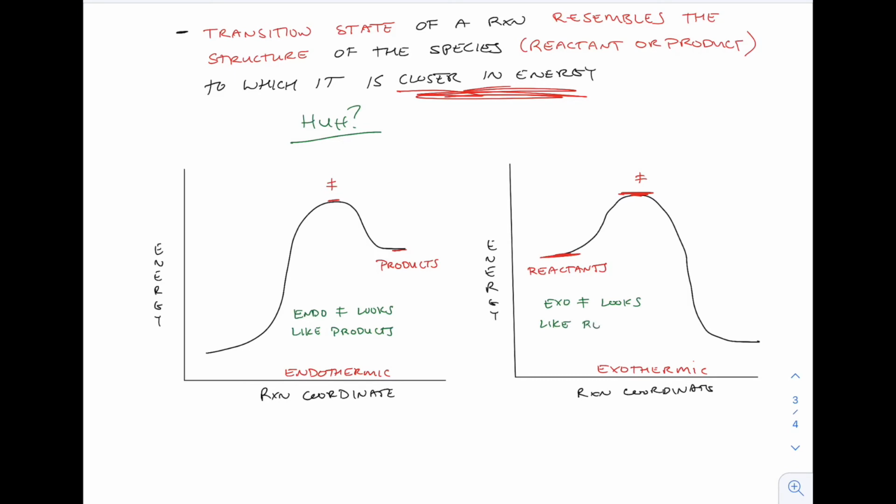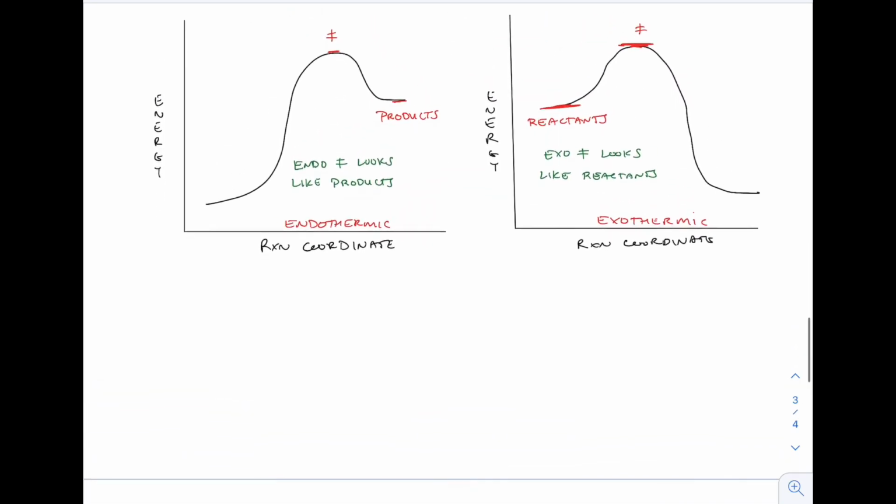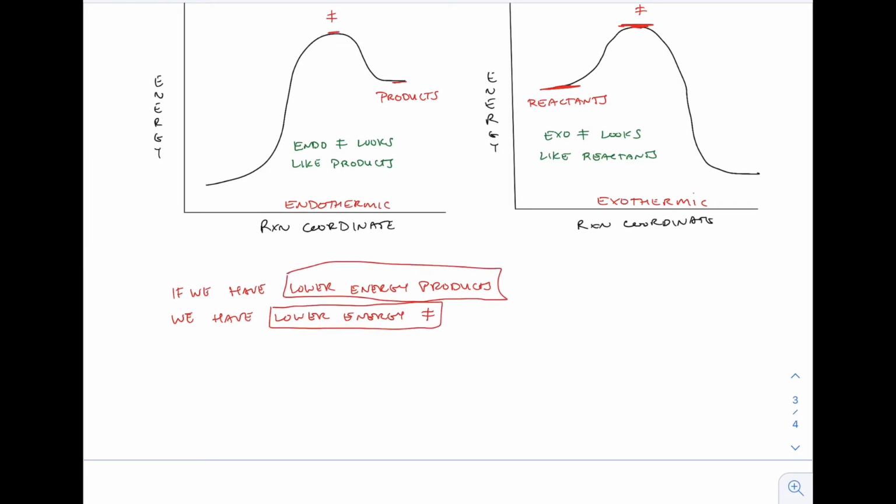Okay, so why is this important? Well, it helps us make that qualitative assessment of the transition states, and in turn that allows us to determine the rate of a reaction based off of the energy of the products, or in this case the reactants, right? So here we go. If we have lower energy products, then we have a lower energy transition state, and that's going to be for the endothermic reactions, right?